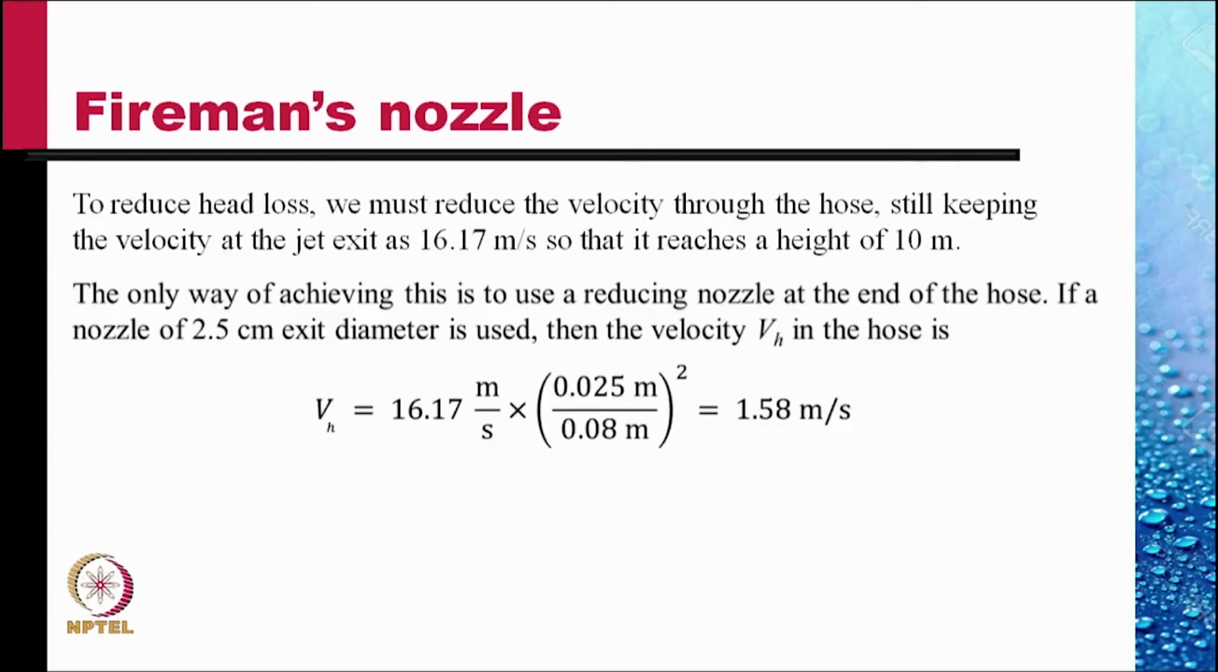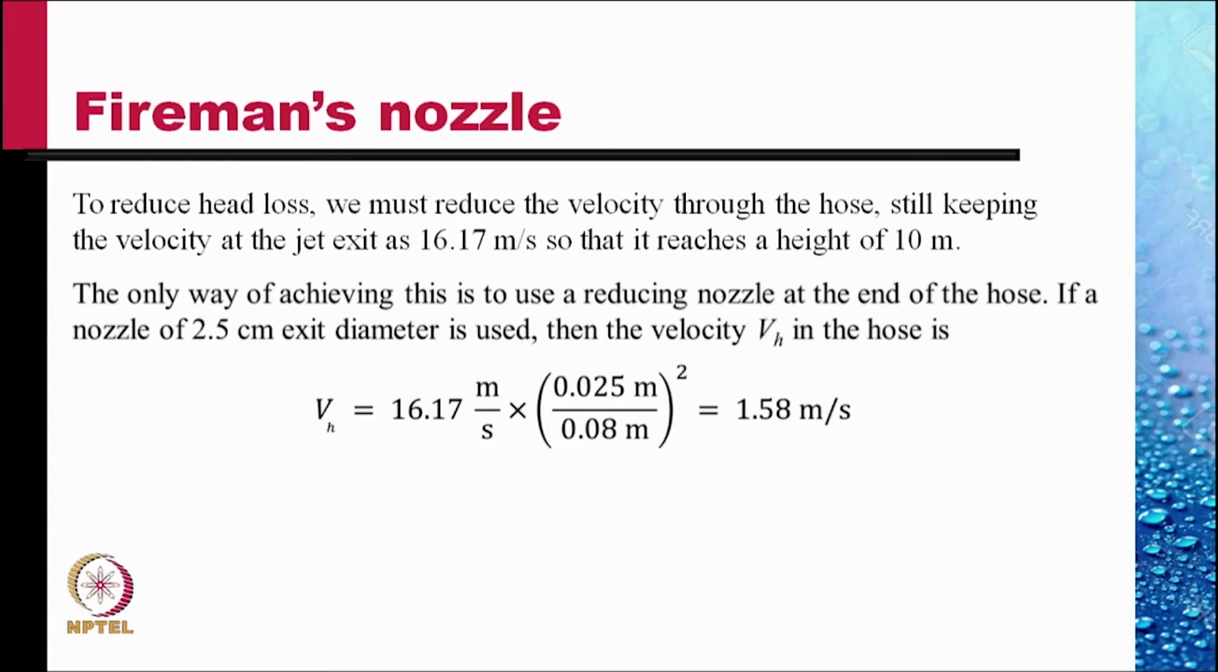So we must reduce the velocity through the hose, still keeping the velocity at the jet exit as 16.17 meters per second, so that it reaches a height of 10 meters. The only way of achieving this is to use a reducing nozzle at the end of the hose. If a nozzle of 2.5 centimeter exit diameter is used, then the velocity VH in the hose is 1.58 meters per second.